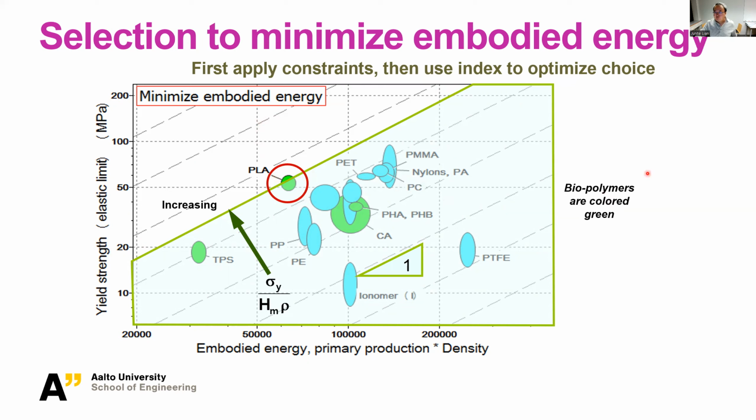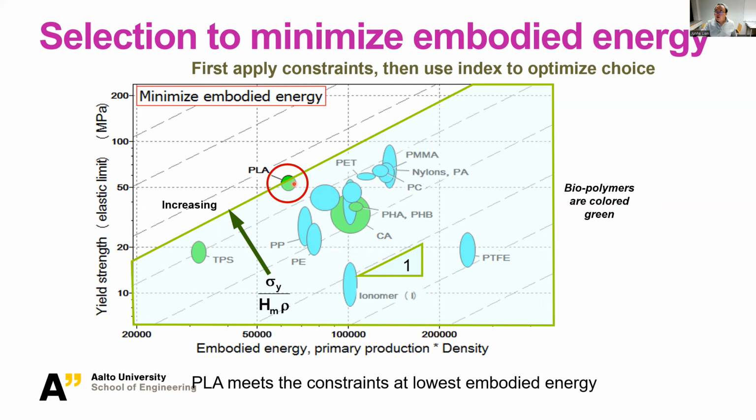PLA is a certain biopolymer material, and this green one's TPS also, and you can imagine that's why they're here, because they're really environmentally friendly, and they can really get the minimized embodied energy. But if you know this material, and if you know this business in detail, actually for our bottles used nowadays, we don't use this PLA so often.